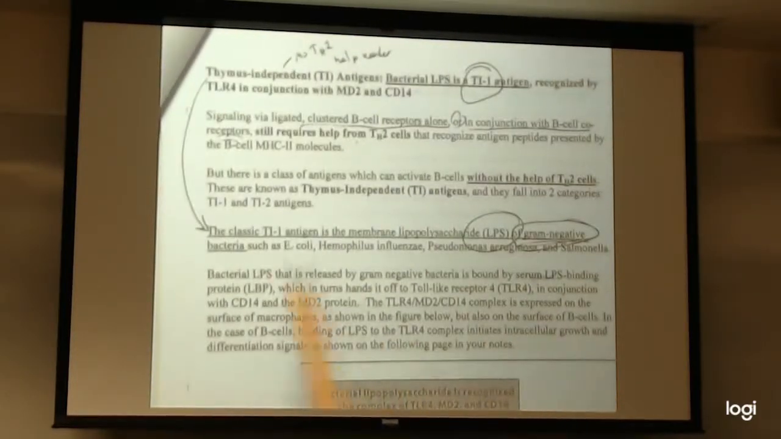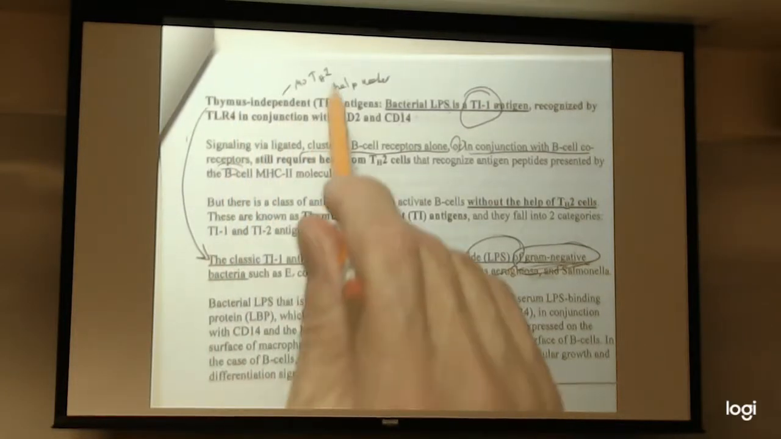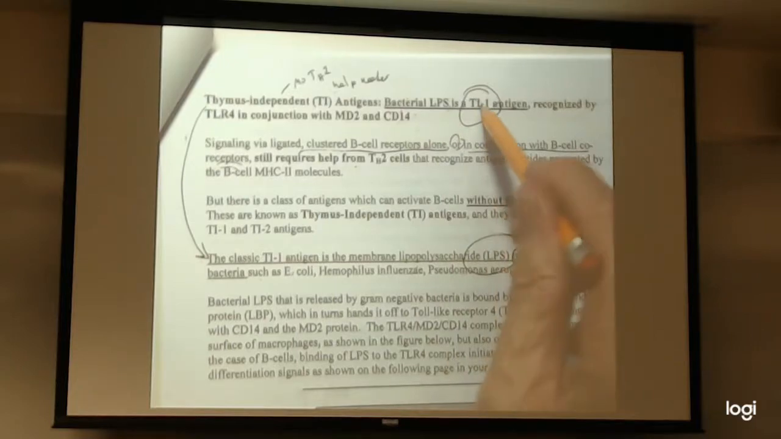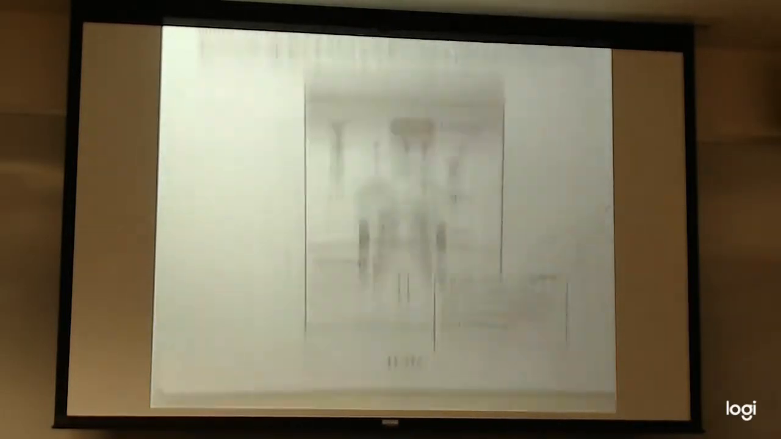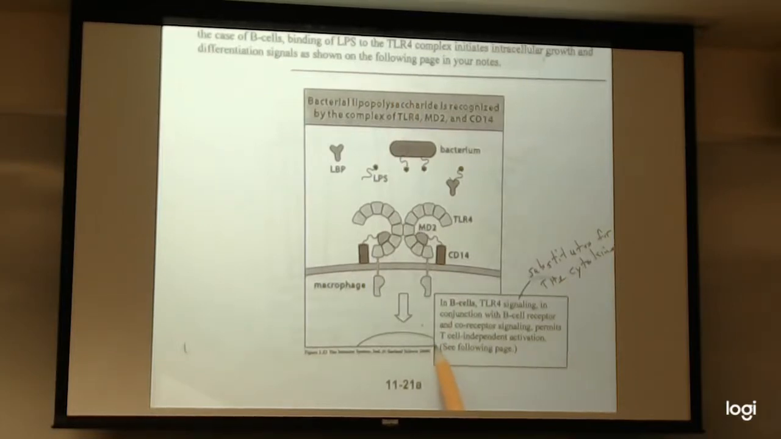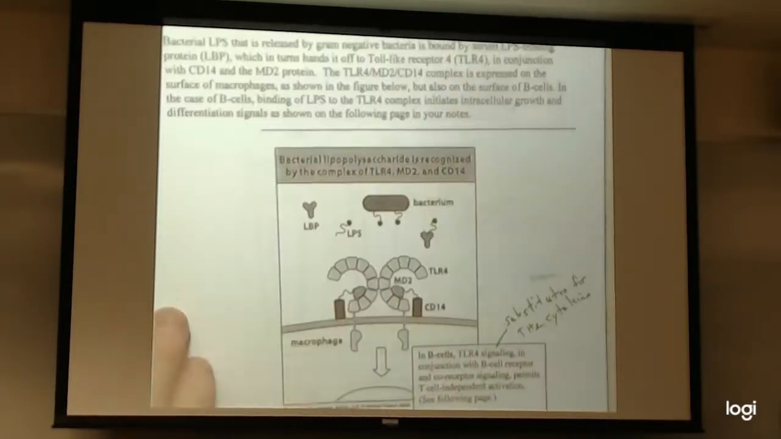But in general, we have thymus independent antigens, and there are two kinds, TI-1 and TI-2. LPS is a TI-1 antigen. It is recognized by toll-like receptor 4 in conjunction with partner proteins, and just firing of this toll-like receptor pathway will substitute for the T helper 2 cytokines in these B cells. So they have the B cell receptor IgM firing, but we need a second signal, and it can just be LPS itself that confers a second signal. This is typically gram negative bacteria.